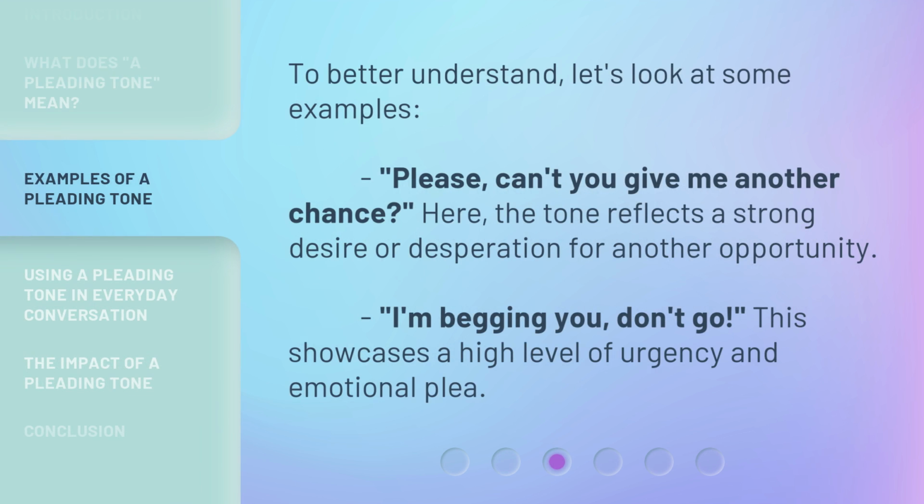To better understand, let's look at some examples. Please, can't you give me another chance? Here, the tone reflects a strong desire or desperation for another opportunity. I'm begging you, don't go. This showcases a high level of urgency and emotional plea.